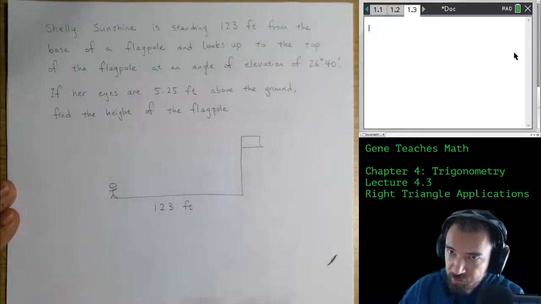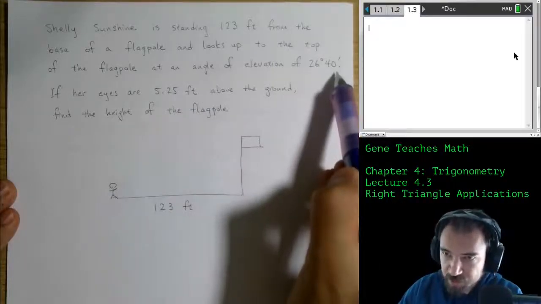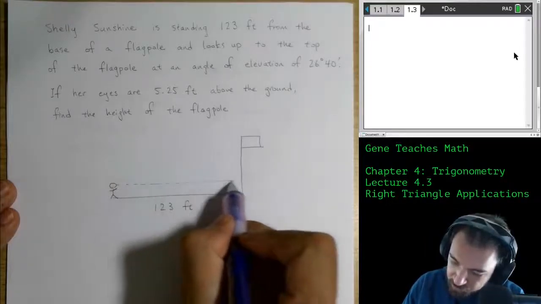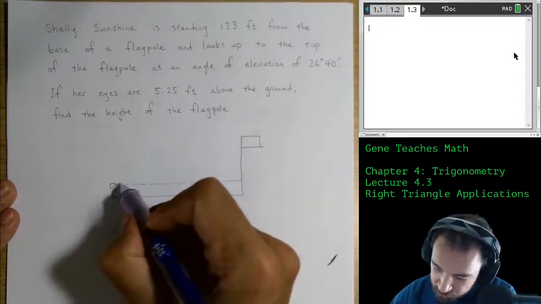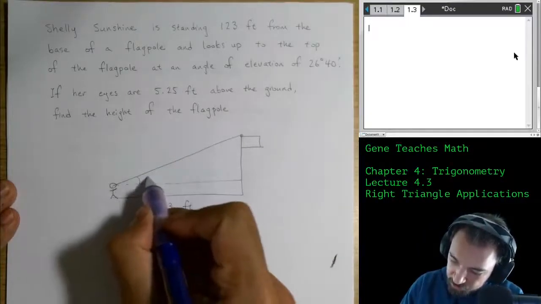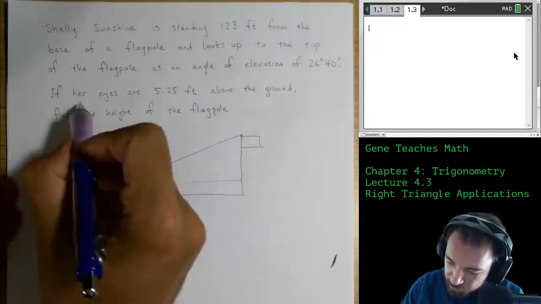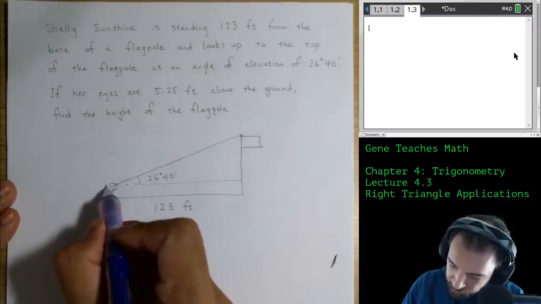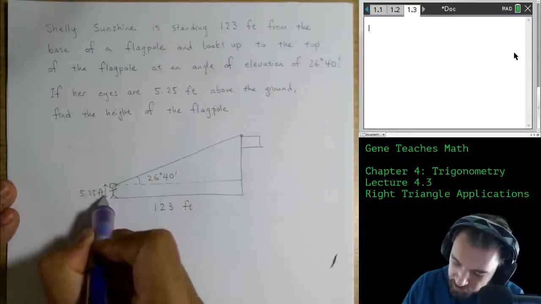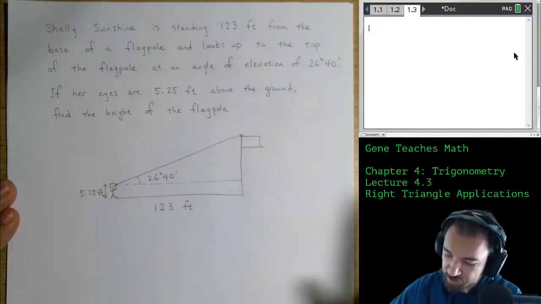and the angle of elevation is 26 degrees 40 minutes, meaning from the location of the character's eyes, if we draw up to the top of the flagpole right there, this angle is 26 degrees and 40 minutes. If her eyes are 5.25 feet above the ground, so this height is 5.25 feet, find the height of the flagpole, so this entire height right here.